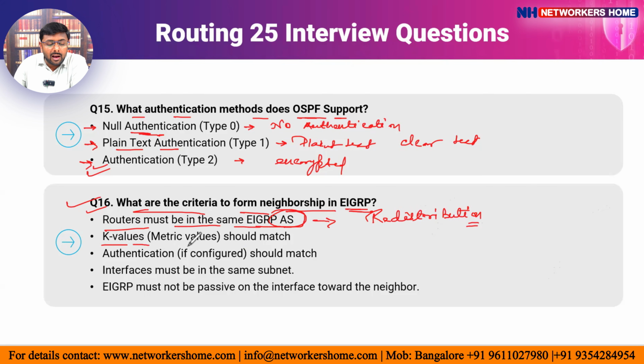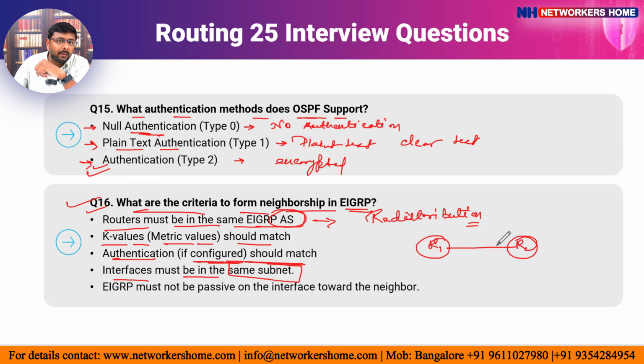Next, the K values, that is metric values, should match. There are certain different K values used to calculate the best path: K1, K2, K3, K4 and K5. Then authentication, if we have configured any, should match, then only it will form the neighborship. Then interfaces must be in the same subnet, not a different subnet. For example, if we have router 1 and router 2 and want to form the neighborship between them, they should belong to the same subnet.